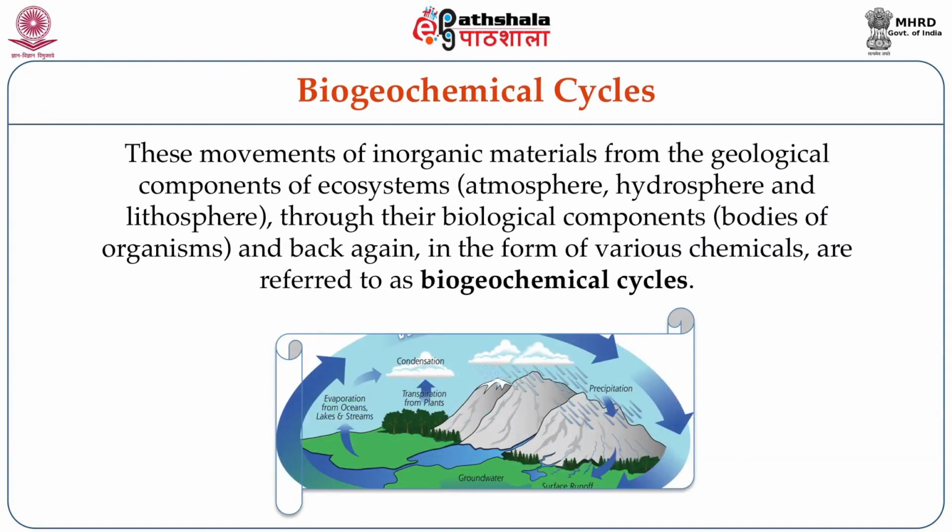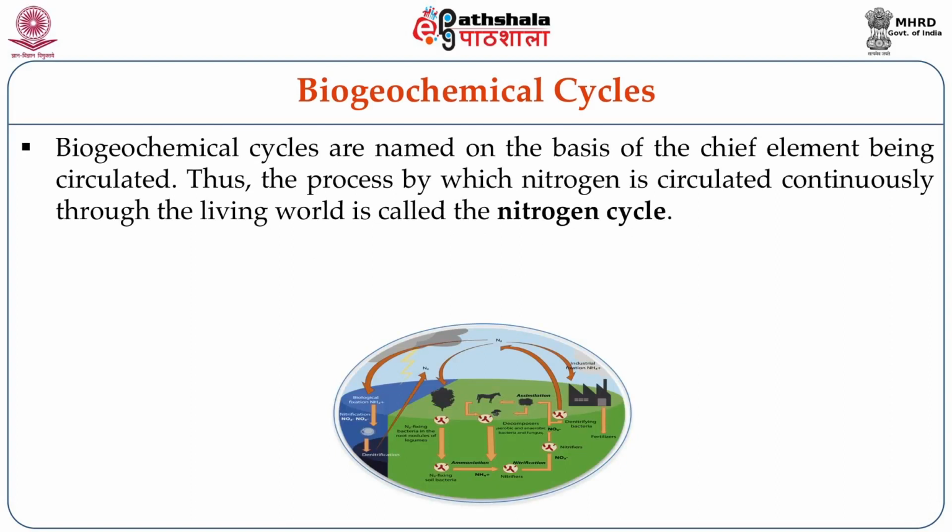These movements of inorganic materials from the geological components to ecosystems like atmosphere, hydrosphere, and lithosphere through their biological components and back again in the form of various chemicals are referred to as biogeochemical cycles. Biogeochemical cycles are named on the basis of the chief element being circulated. Thus, the process by which nitrogen is circulated continuously through the living world is called the nitrogen cycle.